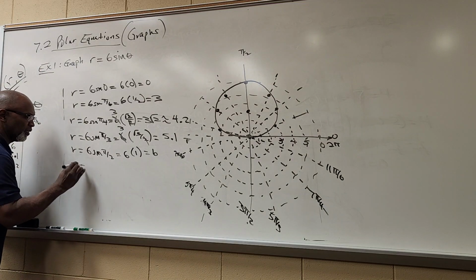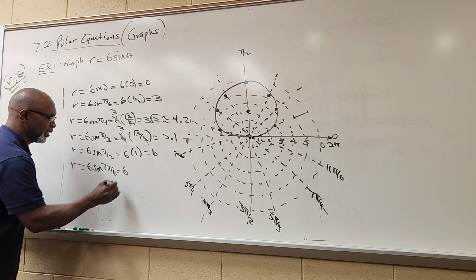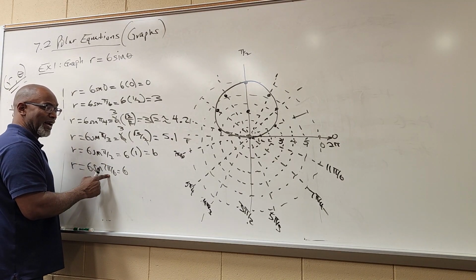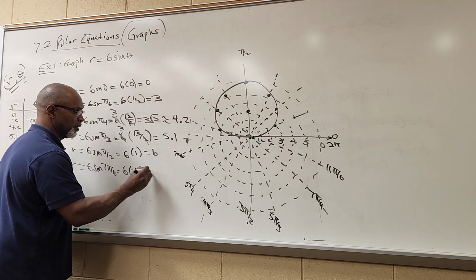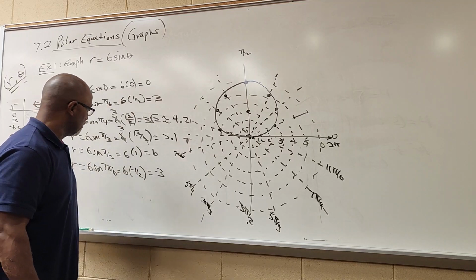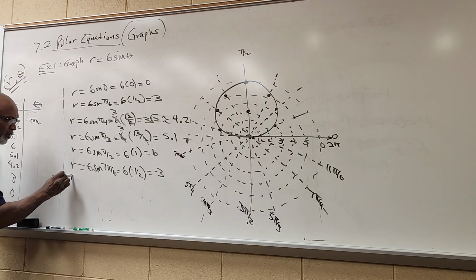And let's just check a few of these. R equals 6 sine 7 pi over 6. That's 6 times... look at your unit circle. The sine of 7 pi over 6, the y coordinate, is -1/2. That's -3. So, when theta is 7 pi over 6, this becomes -3. Okay? Let's check the next one.